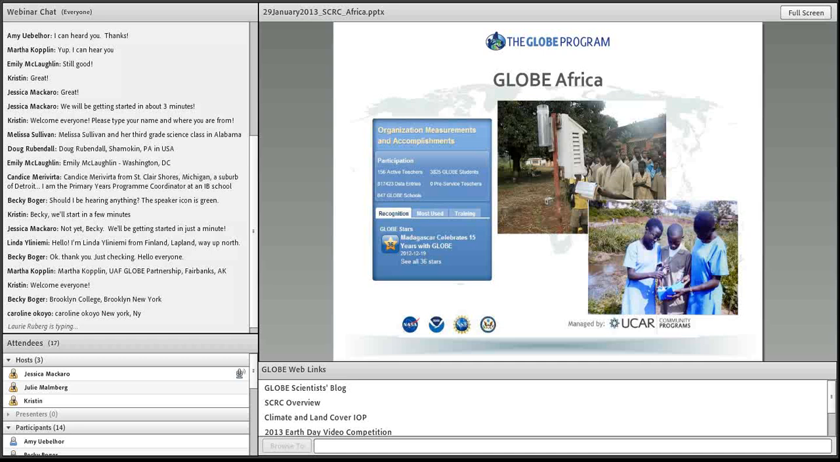So since the beginning of the program, students in the Africa region have collected and entered over 800,000 data points from over 600 schools. So that's a great turnout from this region. And with all of the data points, you begin to wonder, well, what type of data is being entered and collected by the students, and how can it be used to do research?